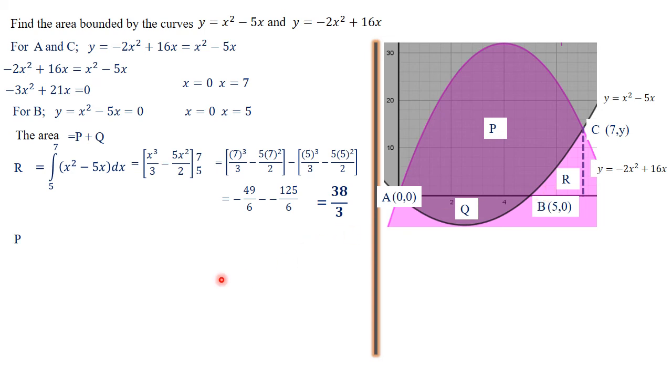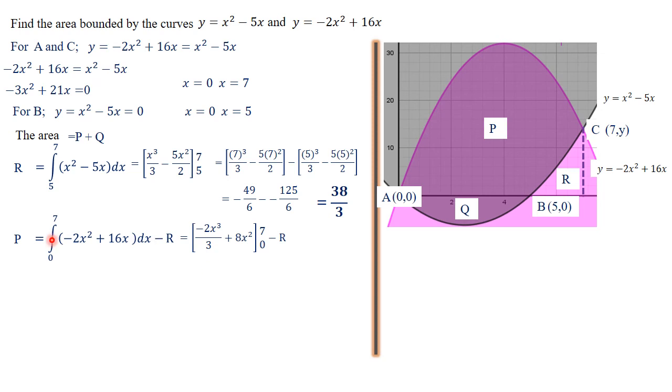We move on to get the area of P, and it is the integration of the curve minus 2x squared plus 16x. You know, it's the area under that particular curve. So we're integrating that curve from 0 up to 7. But we subtract the area we just found there because it's not part of the area we want. P is anything else except that. So we subtract the R. So that's why I have that kind of integration there.